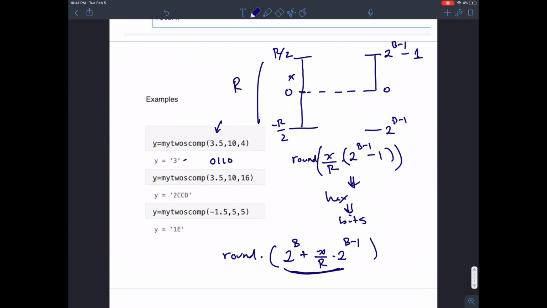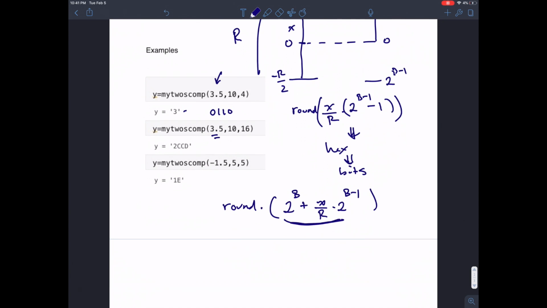So let's do this one. This would be 3.5. You divide by r, you multiply by 2 to the 15th minus 1. You round that, and then you convert that to hex. When you do that, you get 2ccd, and it's pretty straightforward to convert all those to bits.